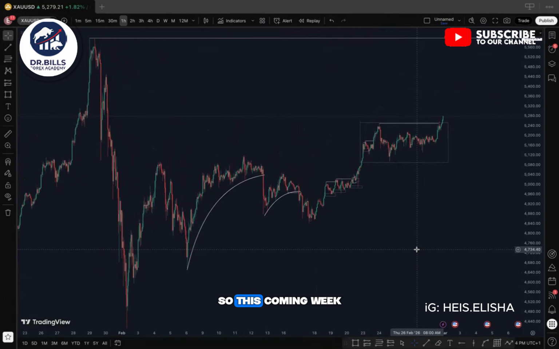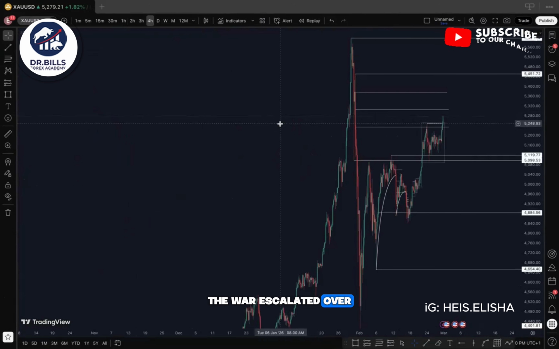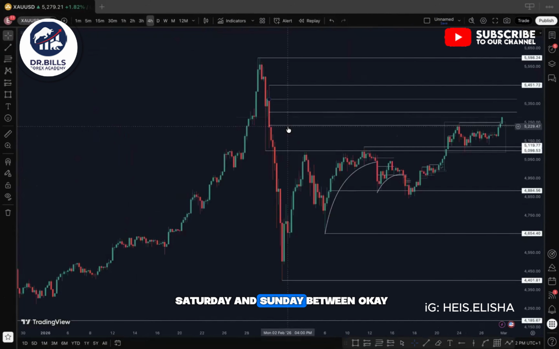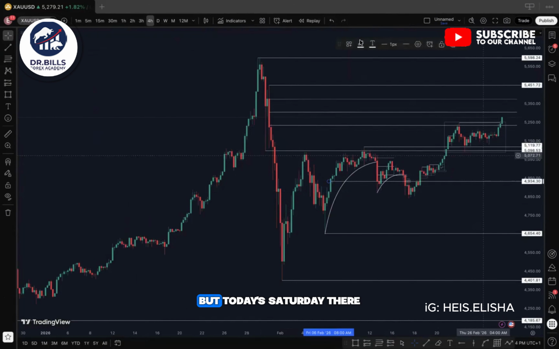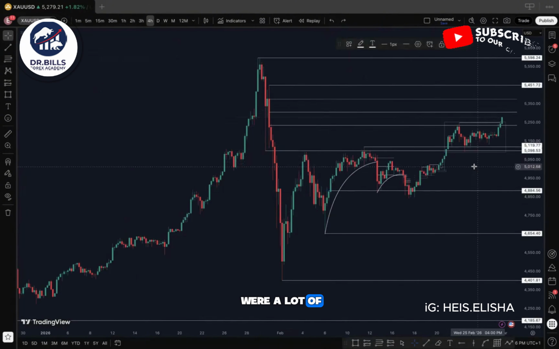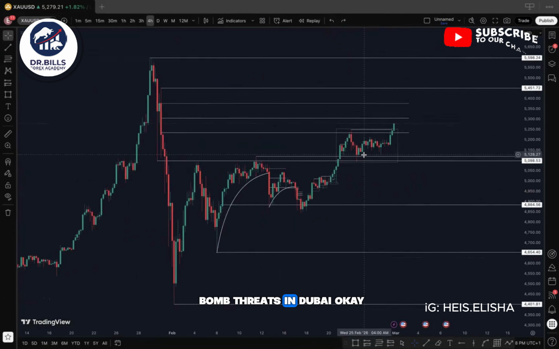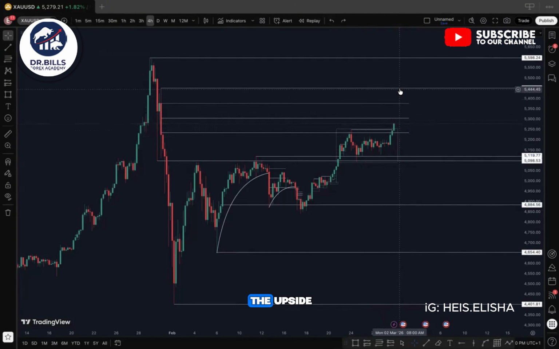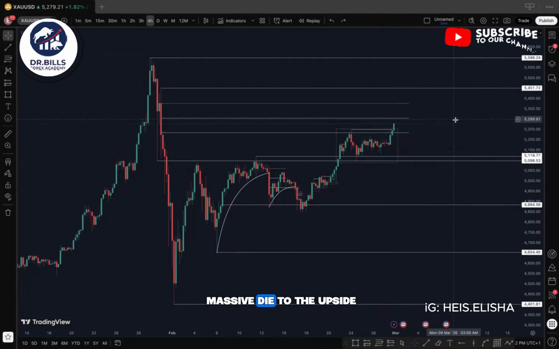So this coming week, what I'd expect from gold is quite simple. The war escalated over Saturday and Sunday. It's not Sunday yet, but today is Saturday. There were a lot of bombs thrown at Dubai. Okay, missiles falling into Dubai, and Dubai was really pissed. Other countries were pissed, and if it keeps escalating, gold is going to make a massive dive to the upside.